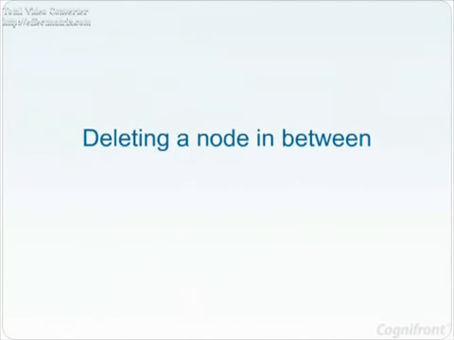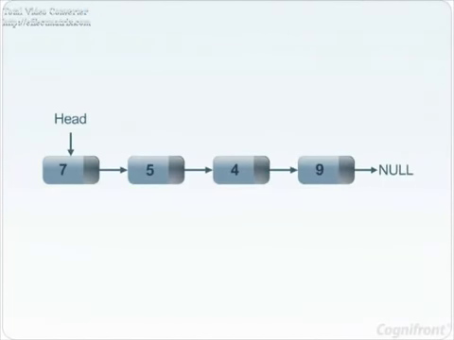Then the deletion operation. Suppose we want to delete the node having data as 4. For this, we use two pointer variables, prev and current. Move the current pointer up to the node having data 4 and assign prev pointer to its predecessor node. Assign the link part of prev to the link part of current and assign link part of current to null and then delete the current node.